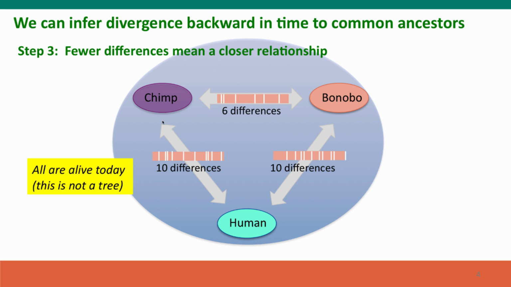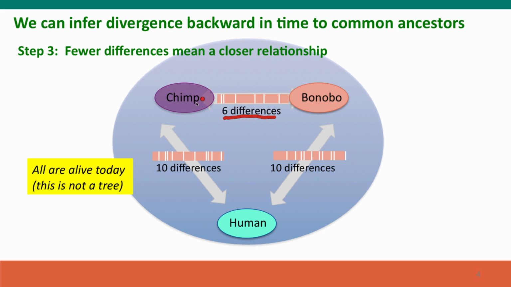Humans and chimps have 10 differences, so do humans and bonobos. But chimps and bonobos have only 6 differences. And this tells us that chimps and bonobos are more closely related to each other than either of them is to humans. Now, no, this isn't an evolutionary tree here. All this is a diagram showing who's more closely related to who based on the sequence differences.